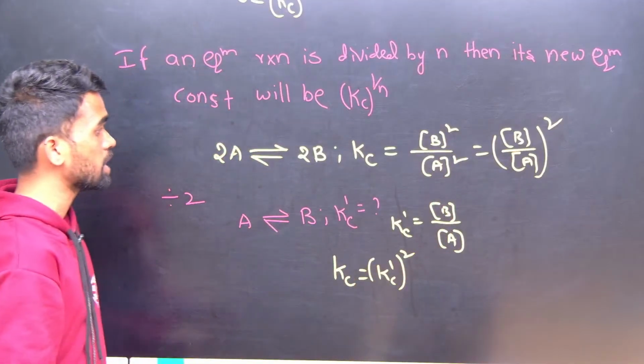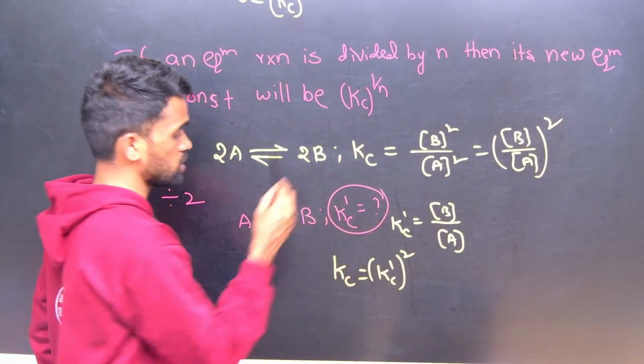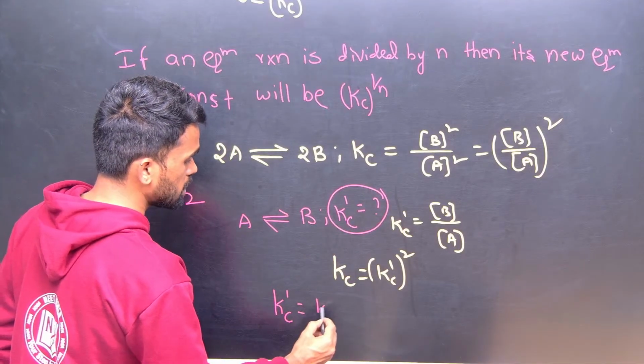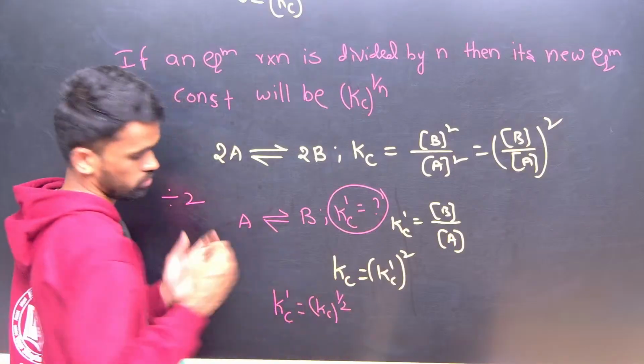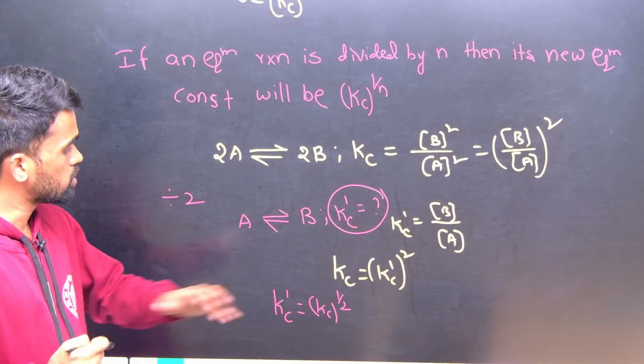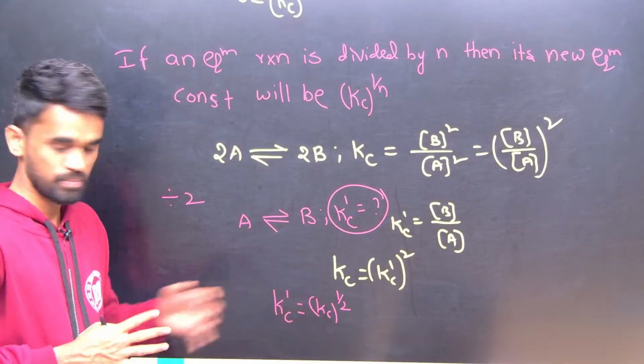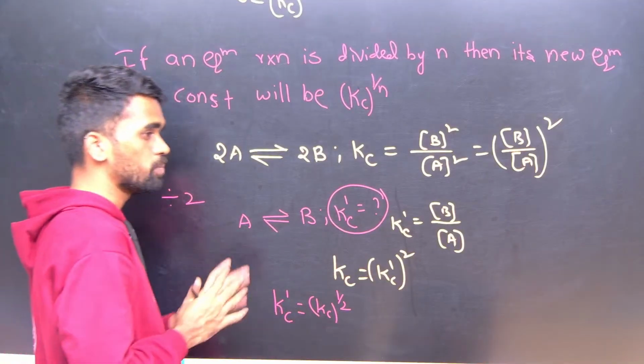But what I am asking for is Kc dash. It means what will it be? Kc dash will be equal to Kc to the power 1 by 2. That's it. You just apply the square root on both sides and you will get this. I hope it is clear.